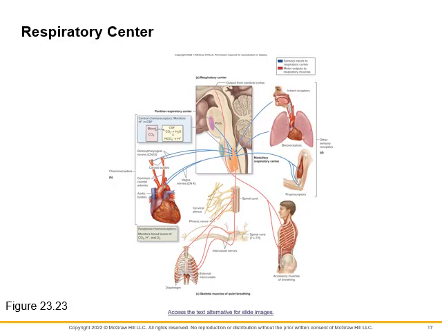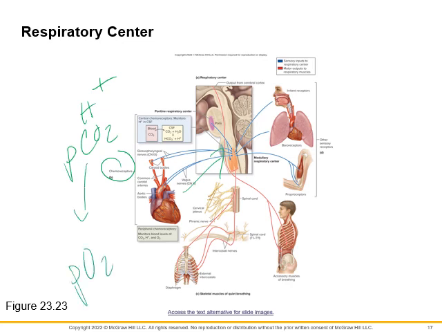Kind of the big picture point that they want you to see here is that we do have chemoreceptors. They are detecting all of these hydrogen ion concentrations, these partial carbon dioxide values, and indirectly partial oxygen values that we'll talk about in just a second.